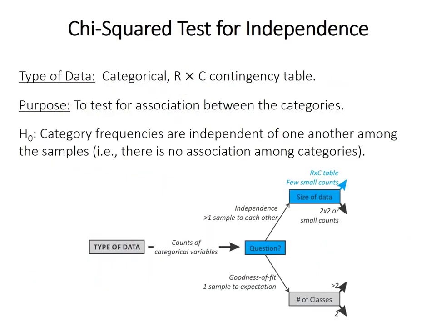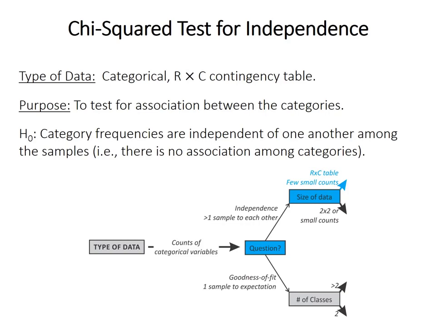So as I just mentioned, the chi-squared test for independence requires categorical data in the form of a contingency table, and can accept any contingency table with R rows by C columns, where R is 3 or 4 or 5, and C is whatever number. So the purpose is to test for association between the category counts in the different samples, with the null hypothesis that the frequencies, also known as the counts, are independent of one another among the samples. Another way of saying that is that the counts are equal in all samples, or that they are independent of one another among the samples.